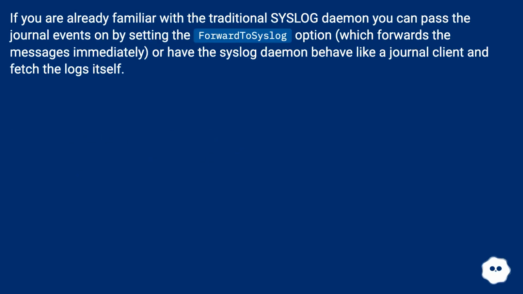Alternative: passing on the journal entries. If you are already familiar with the traditional syslog daemon, you can pass the journal events on by setting the ForwardToSyslog option, which forwards the messages immediately, or have the syslog daemon behave like a journal client and fetch the logs itself.